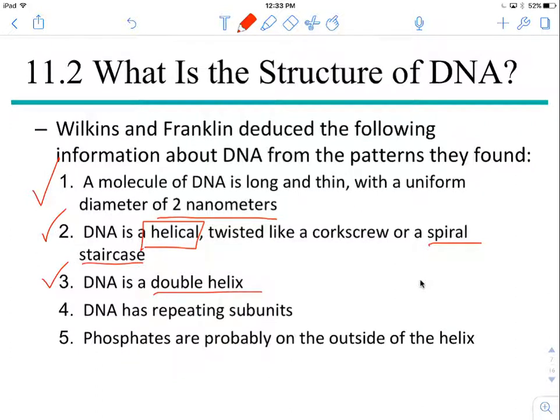There are 2 spiral staircases kind of going in. Okay, that was bad. Let's try again. There we go. 2 staircases kind of spiraling in opposite directions. It's made up of repeating subunits, just the 4 nucleotides over and over and over. And the phosphate groups were probably on the outside of the helix. And this gives us a little bit better idea as to that ladder form.